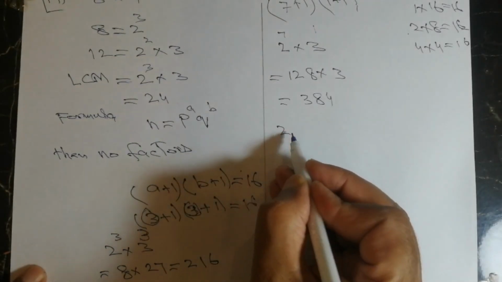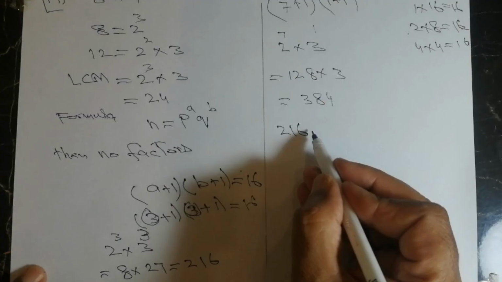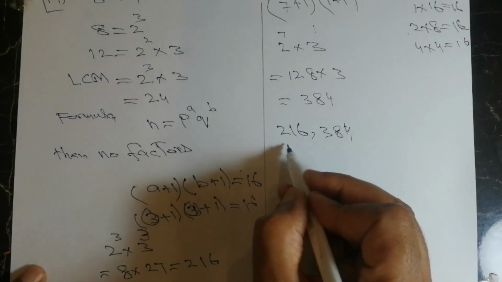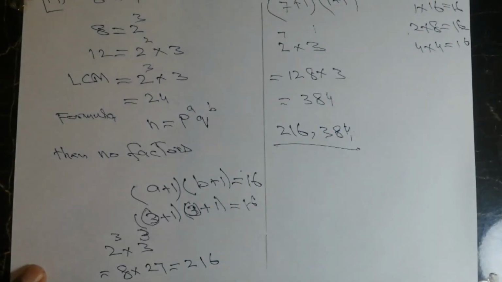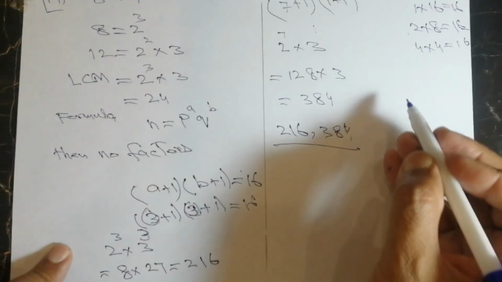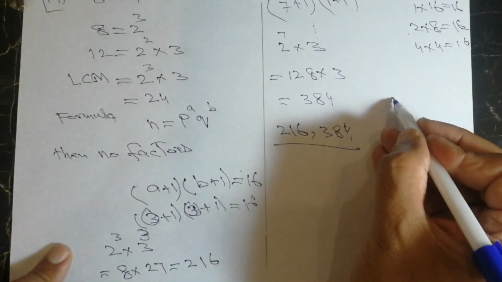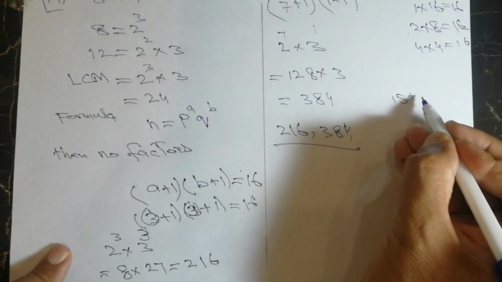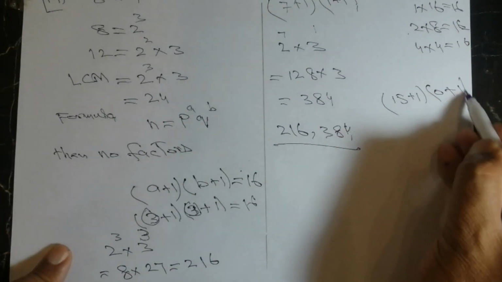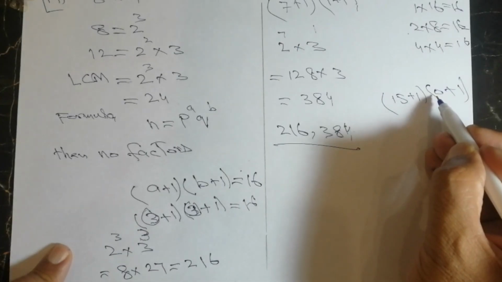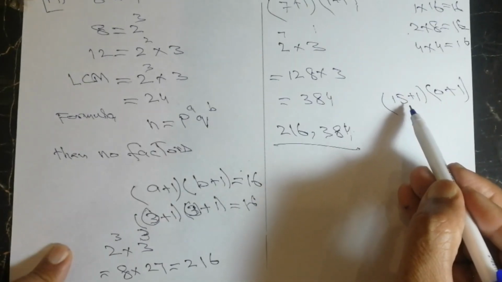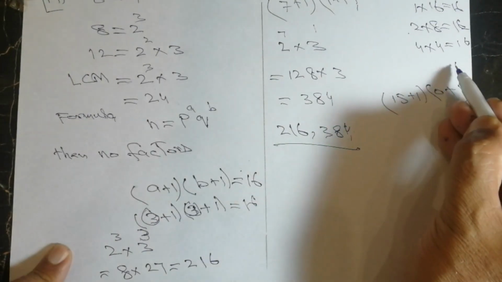So 216 and 384 are the two numbers with 16 factors. And if we talk about the first pair 1 into 16, for 16 we can write 15 plus 1, and the other one is 0 plus 1, so power 0. Power 0 means that this factor 3 will be 0, so this is not possible. Power 0 means that this is not the required one.